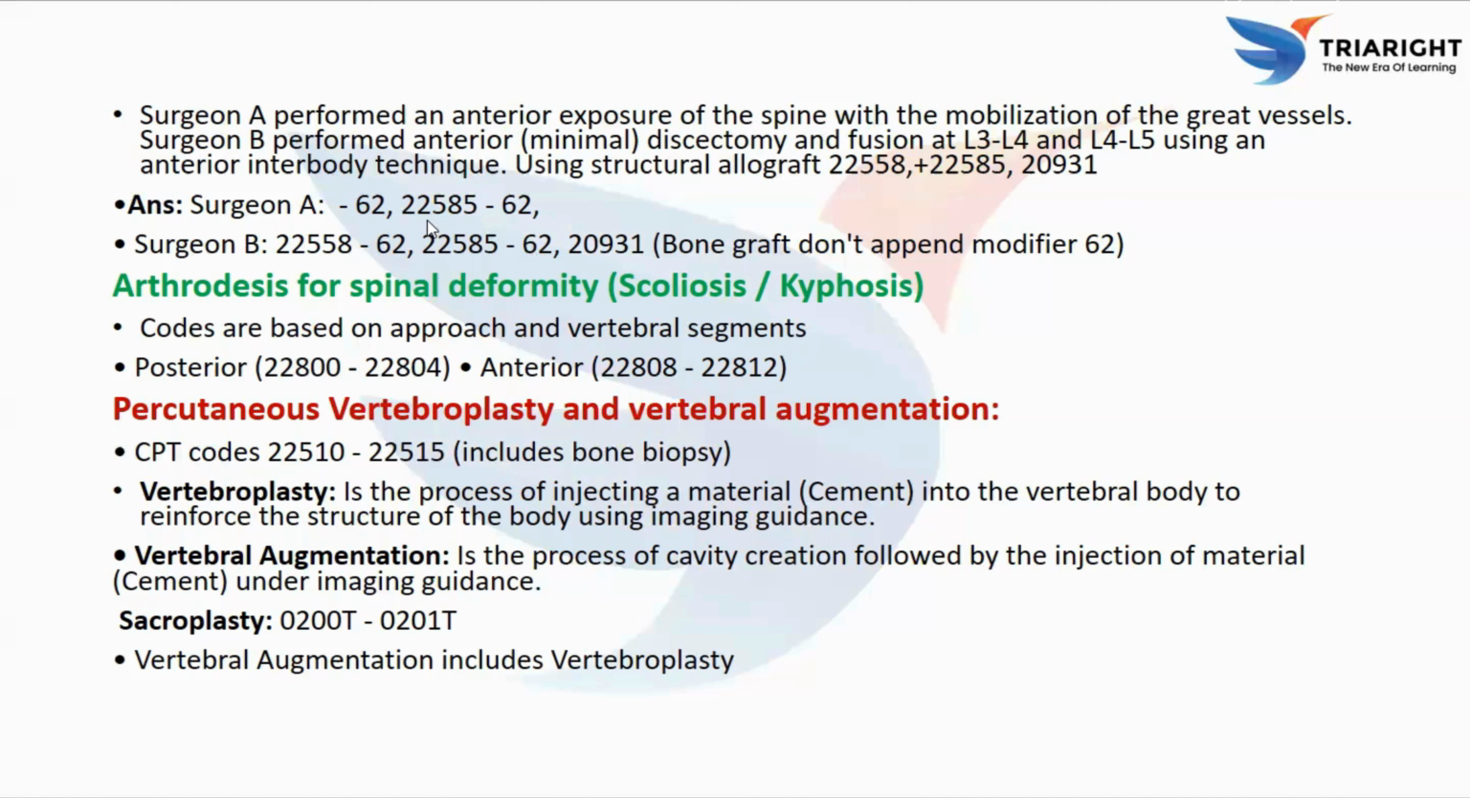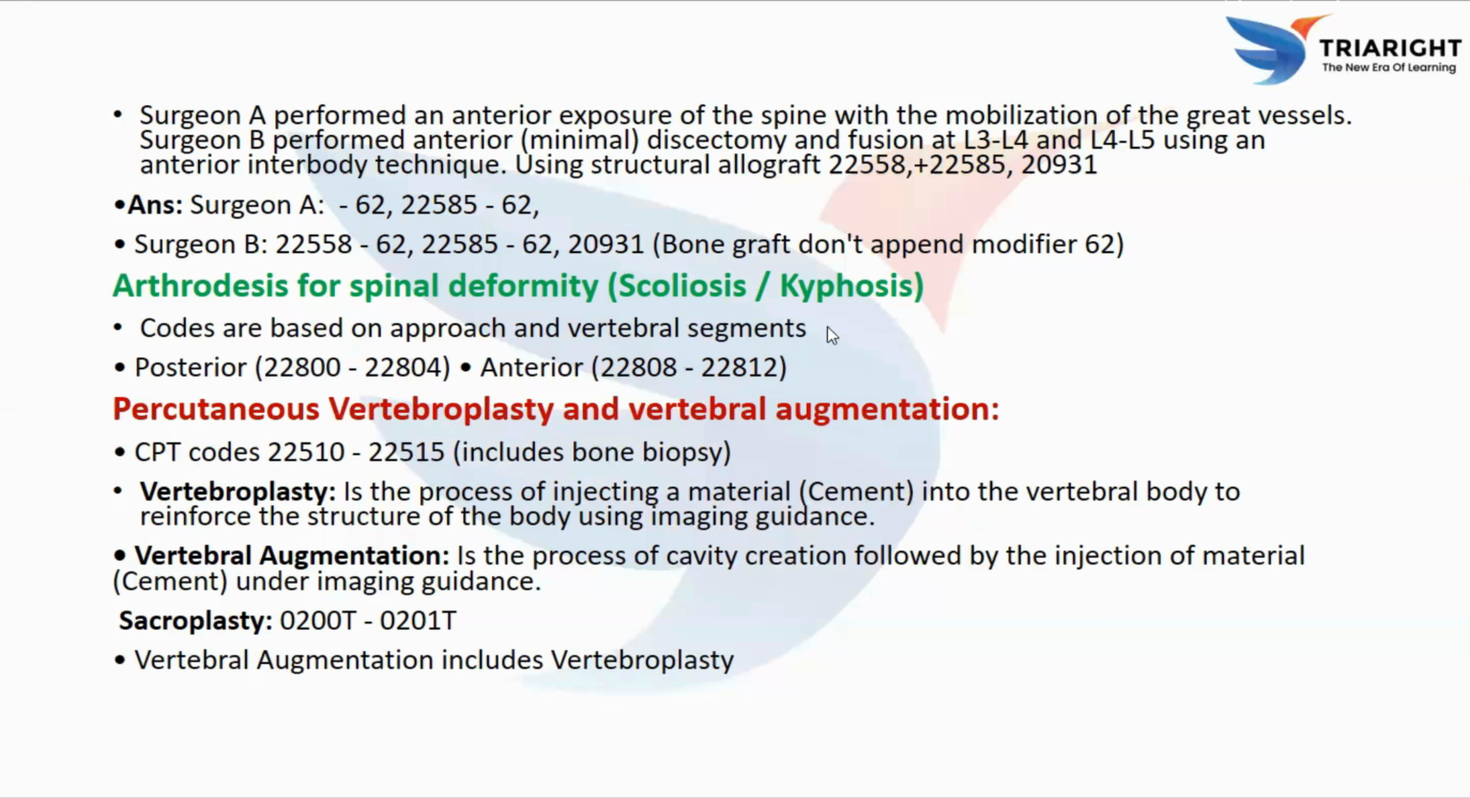So for surgeon A, we have assigned 22558-62 and 22585-62. Exposure of the spine with vessel mobilization is integral to the anterior fusion, and it qualifies for co-surgeon billing. In the case of surgeon B, we have assigned 22558 and 22585 with modifier 62 for each, and also for the allograft. But do not append modifier 62 to the bone graft, because bone graft is not shared work. Only surgeon B places the graft.